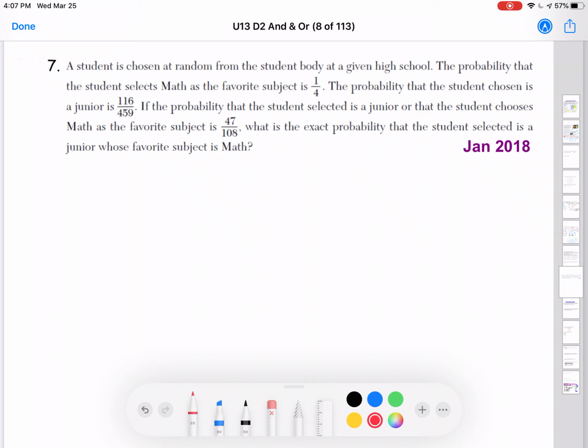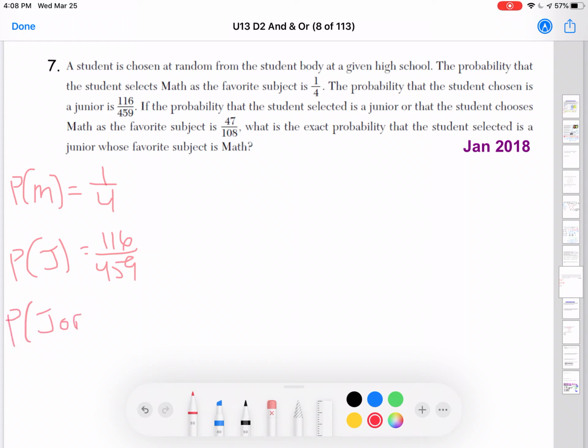It says a student chosen at random from the student body at a given high school. The probability that a student selects math, so probability of math, is 1/4. The probability that they're a junior is 116 over 459. If the probability that a student selected is a junior or loves math, so probability junior or math, is 47 over 108, then what is the probability that a student selected is a junior whose favorite subject is math?